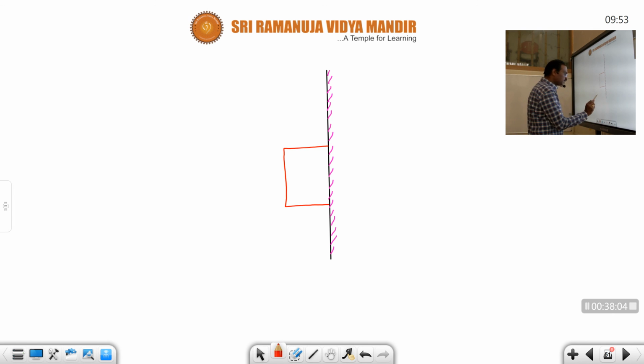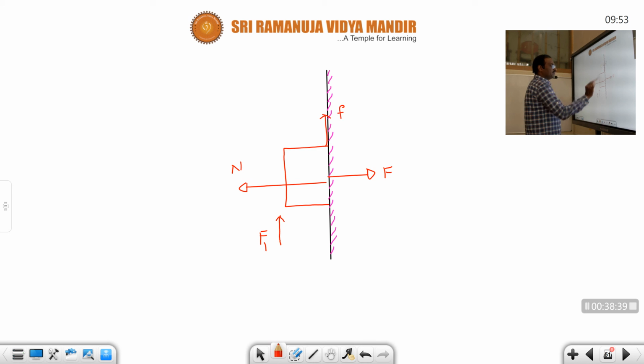Now we have applied an external force F1 tangent to the surface. There is already a normal force F applied. By applying the normal force, another force F1 is applied to keep the body in equilibrium, or to keep the body moving in upward direction. Then this is the normal reaction N, this is the force of friction F, and this is the weight mg in downward direction.